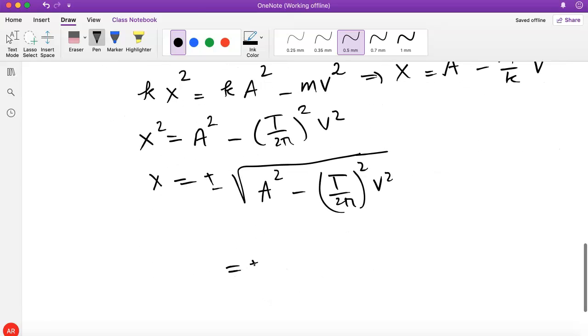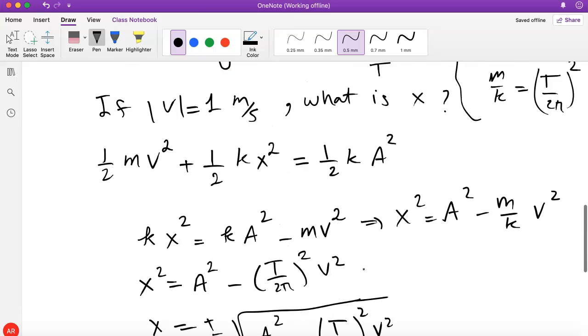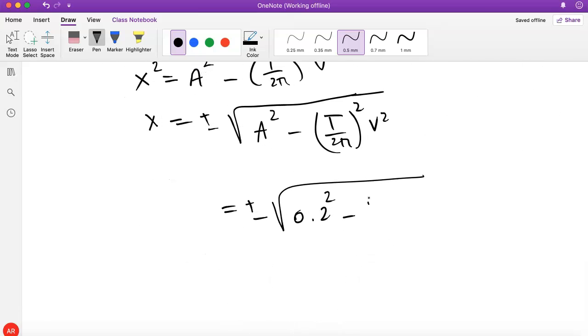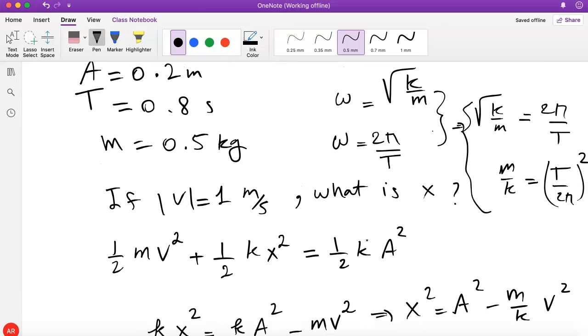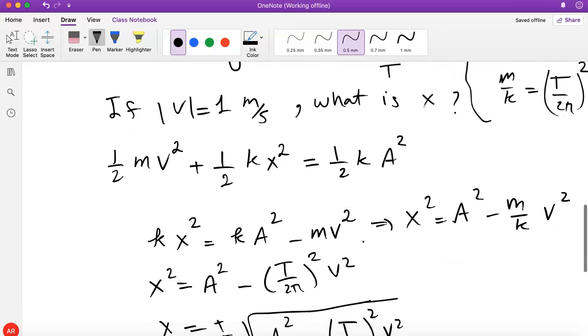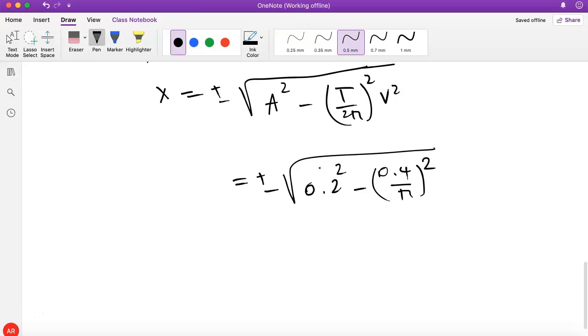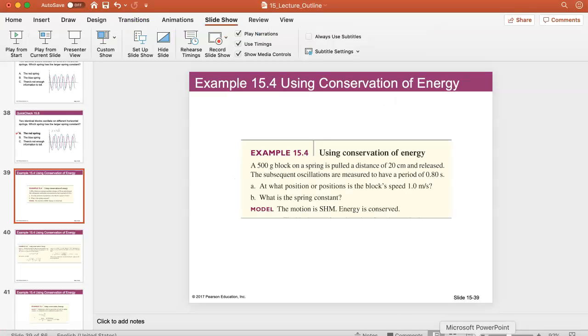So if we want to plug in numbers, that's 0.2 squared minus 0.8 over 2 pi, which is 0.4 over pi squared. And v squared, the v we're interested in, is 1. So that's supposed to be the answer in meters. Let's see if we did it correctly.